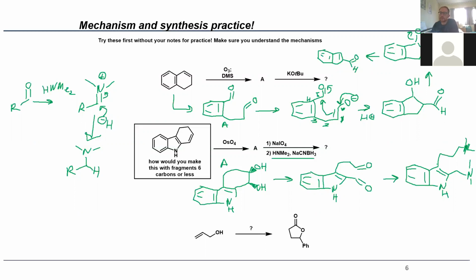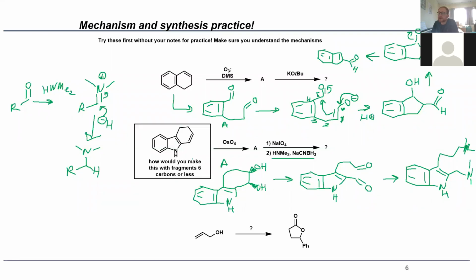So a reminder that everything in organic chemistry is cumulative, and especially when it comes to synthesis, right? So be sure that you're aware of the different transformations that we've learned this semester, so that you can apply them when thinking about synthesis. So that also leads to the question, how would you make this with fragments of 6 carbons or less?